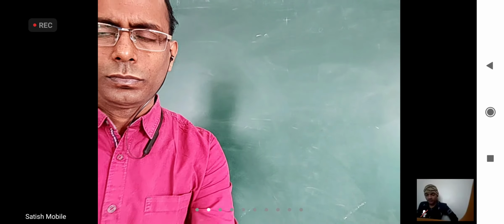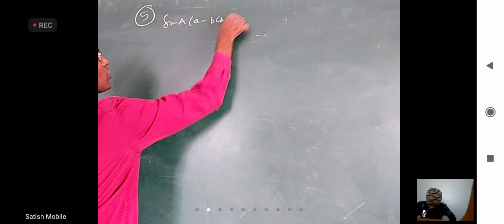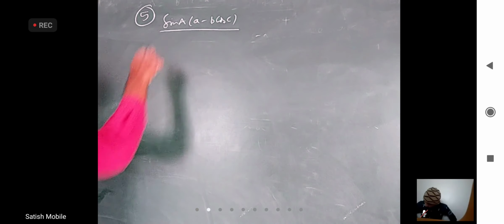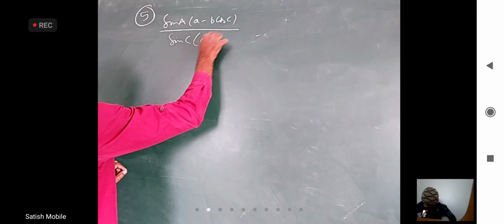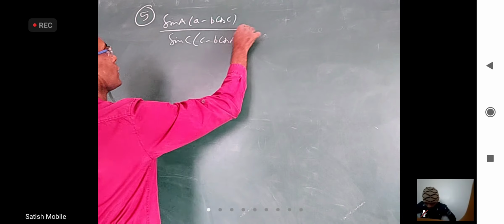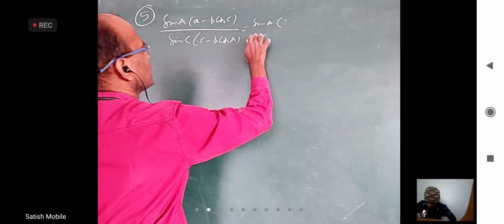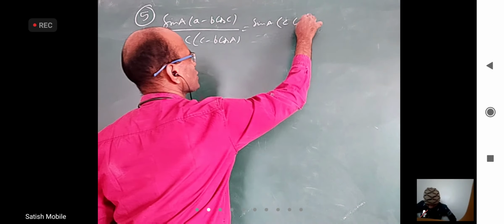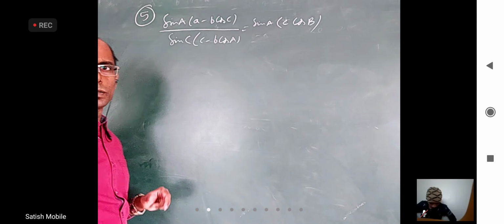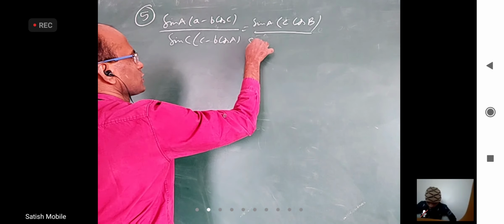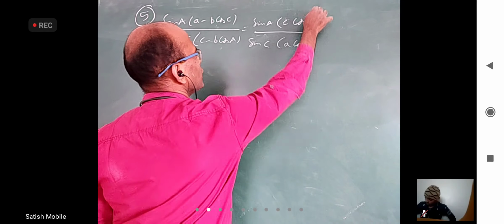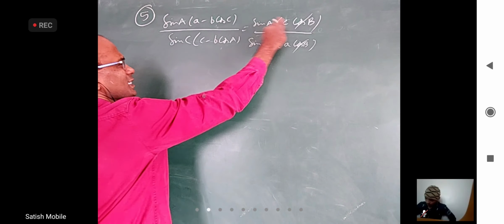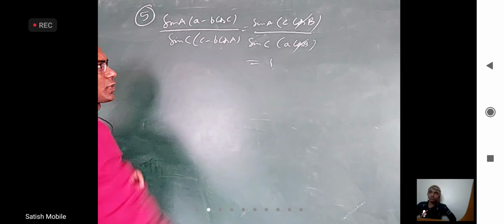Fifth question: sin A into (A minus B cos C) by sin C into (C minus B cos A). Sin A into, based on the projection rule, this is C cos B, and sin C into, based on the projection rule, this is A cos B. Cos B will cancel, and C sin A and A sin C are equal, so it will be 1 based on the sine rule.